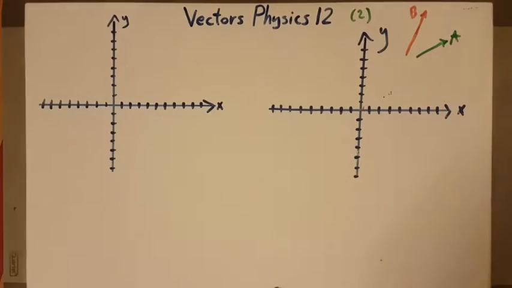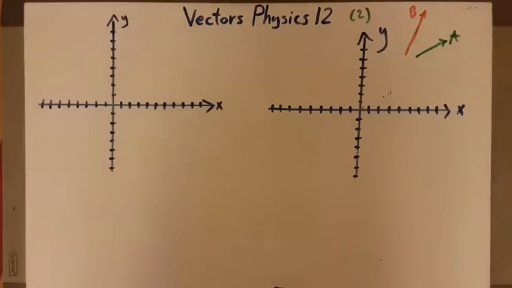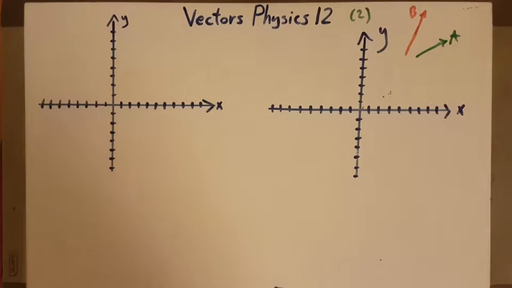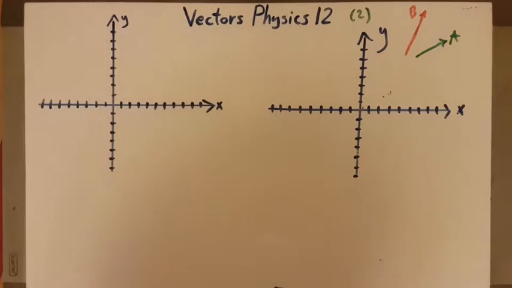Okay, look at the best way of adding vectors together. The best way of adding vectors together is to put them in a coordinate plane and find the x component and the y component of the vectors.